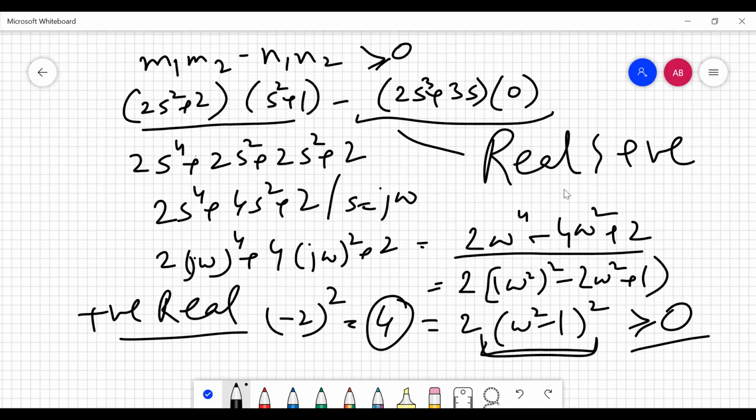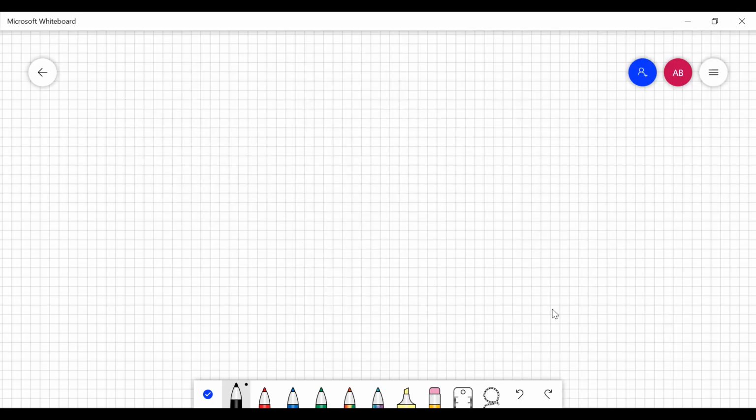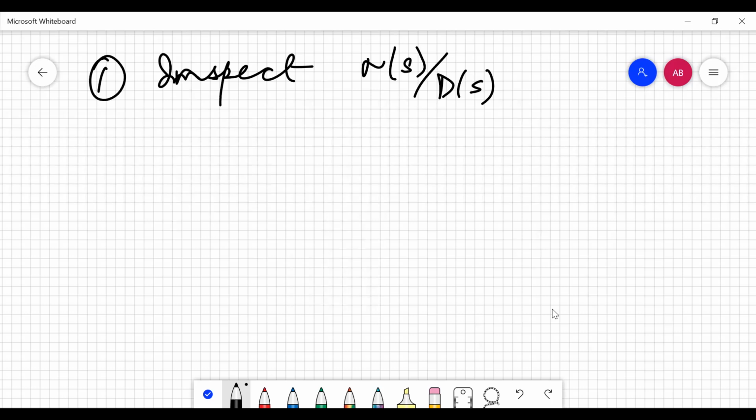So now let's summarize the different important aspects that we have just discussed. The very first thing is you need to inspect the polynomial function that you are given in terms of numerator and denominator. All the coefficients should be positive and real. None of the coefficients of the powers of s should be missing. The highest degree and the lowest degree should differ by 1 at the most. It can be equal also, as we just discussed in some problems.